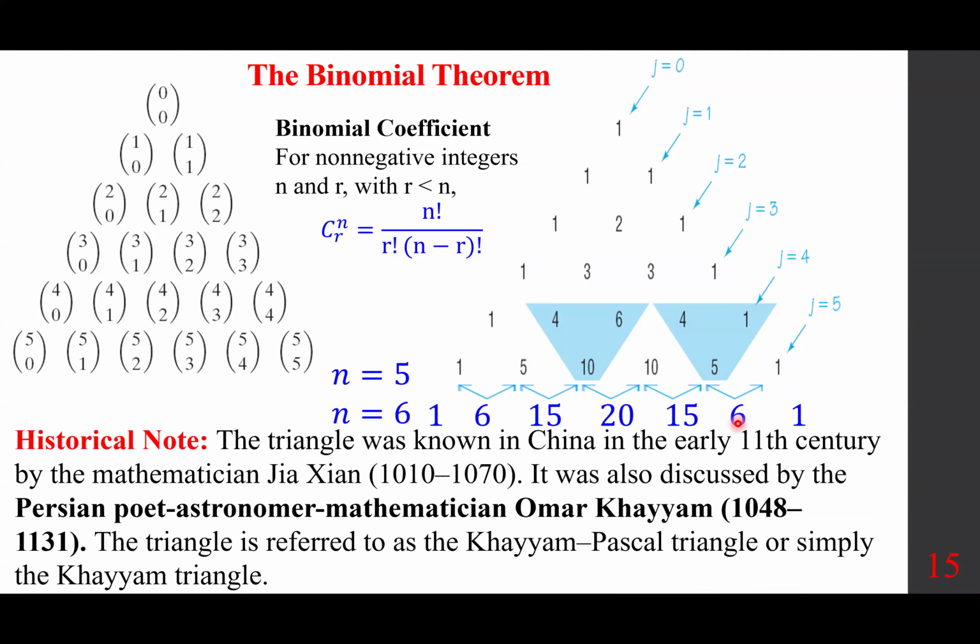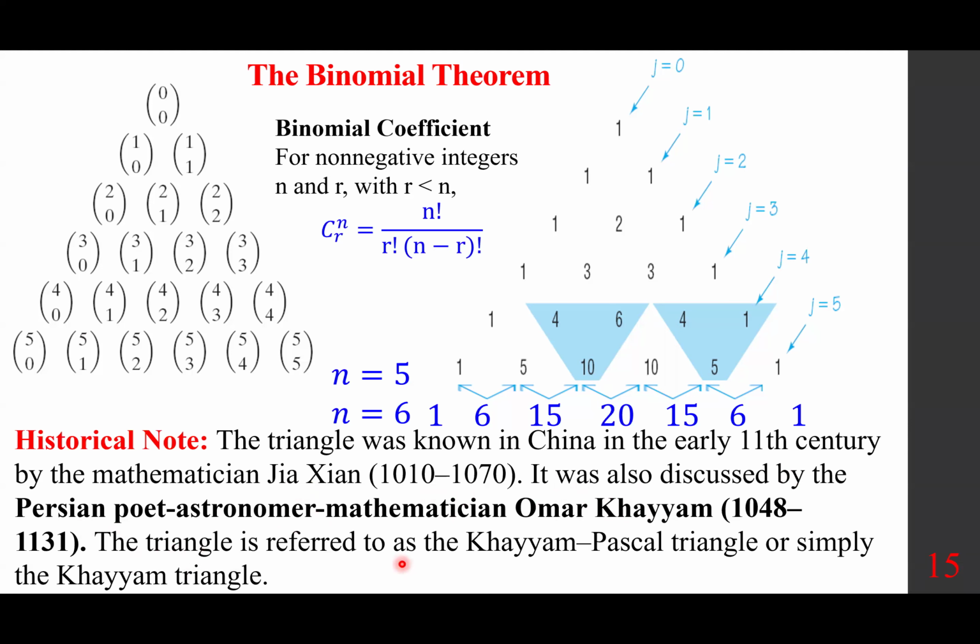Historical note: the triangle was known in China in the early 11th century by the mathematician Xiao Xian, from 1010 to 1070. I hope I pronounced his name right. It was also discussed by the Persian poet, astronomer, and mathematician Omar Khayyam. I highly recommend you read about him. He's got a lot of nice poems if anybody's interested. I think Fitzgerald is the name of the translator.